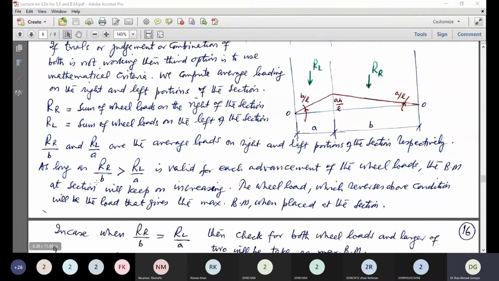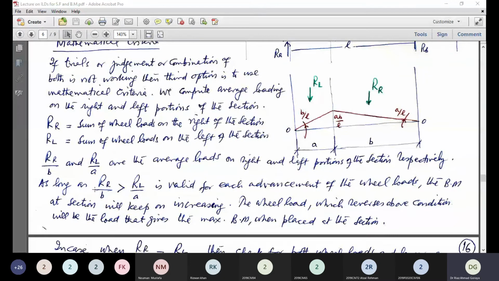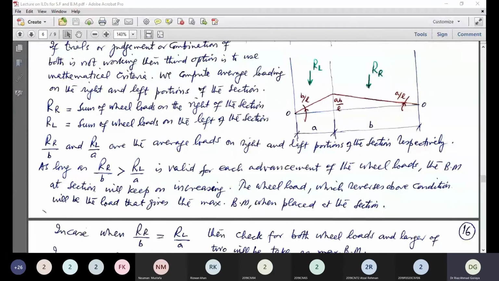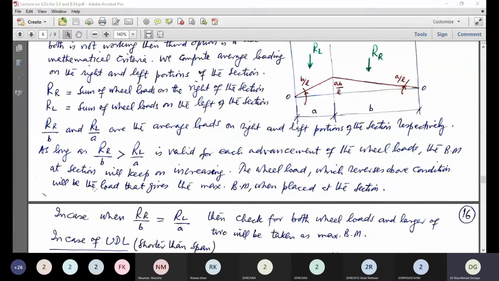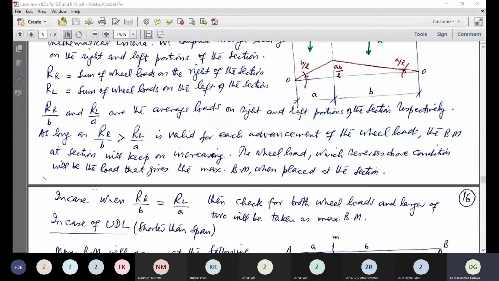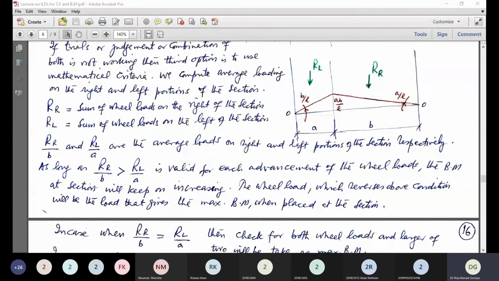Now, as long as the average load on the right portion is greater than the average load on the left portion, the condition is valid. For each advancement of the wheel load, the bending moment at the section will keep on increasing. The wheel which reverses this condition will be the load that gives the maximum bending moment when placed at the section. This is simpler as compared to shear force.